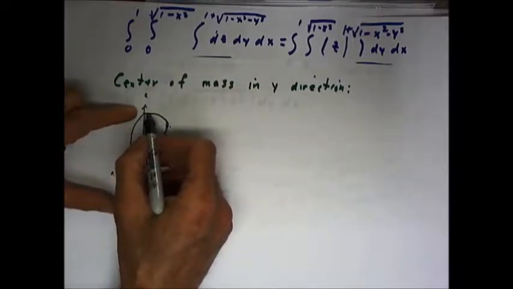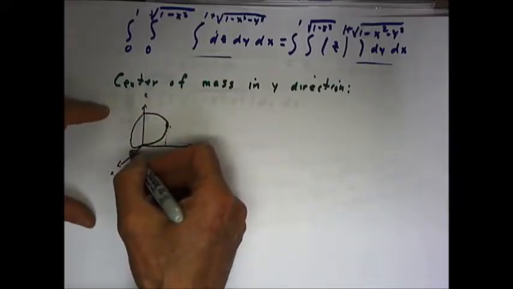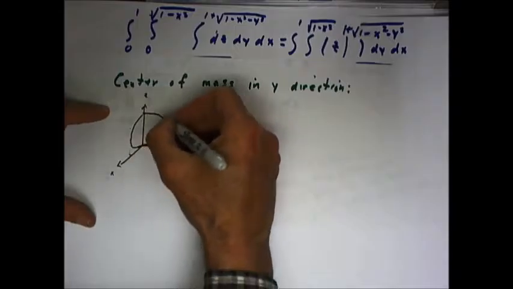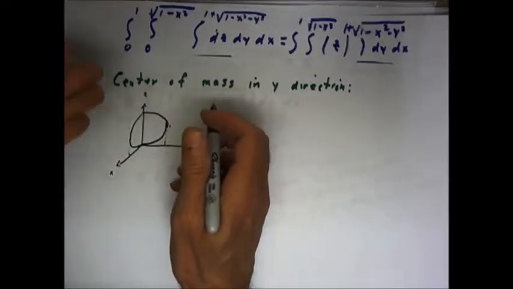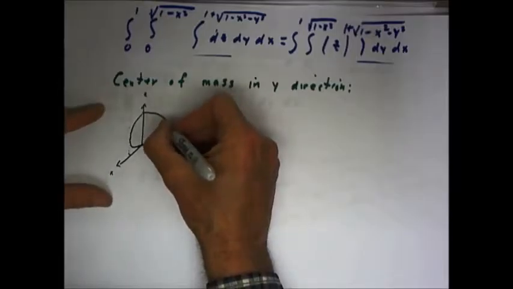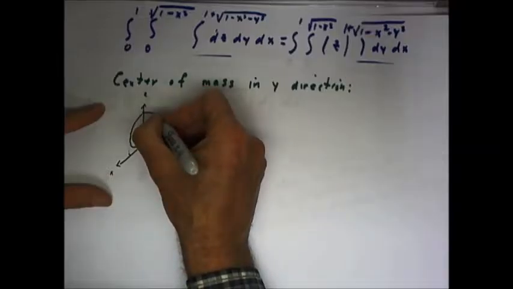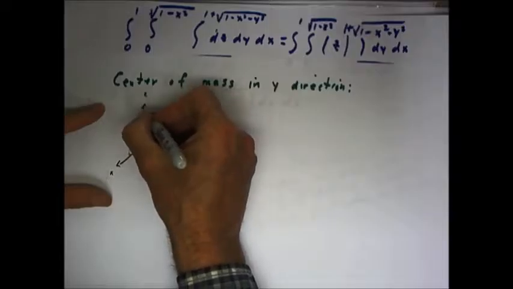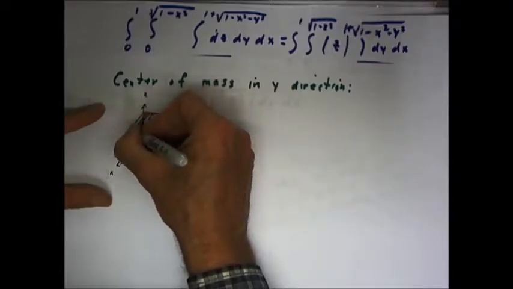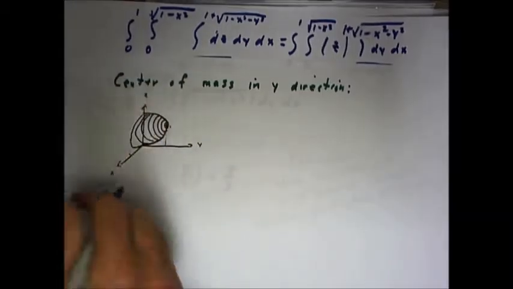Now what I've got is the intersection of the surface with the YZ plane, the intersection with the XZ plane. Slices parallel to the Y-axis are going to look something like this. Okay, not very well drawn, but hopefully you get the idea.